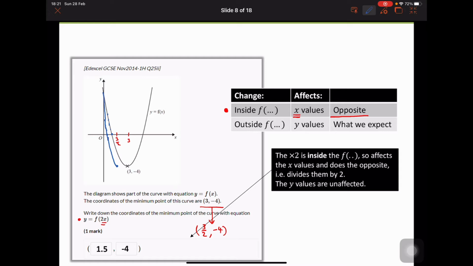It's hard to tell, but let's say this is, I don't know, 8. Then I'm going to draw this until 4, because of course half of 8 is 4.